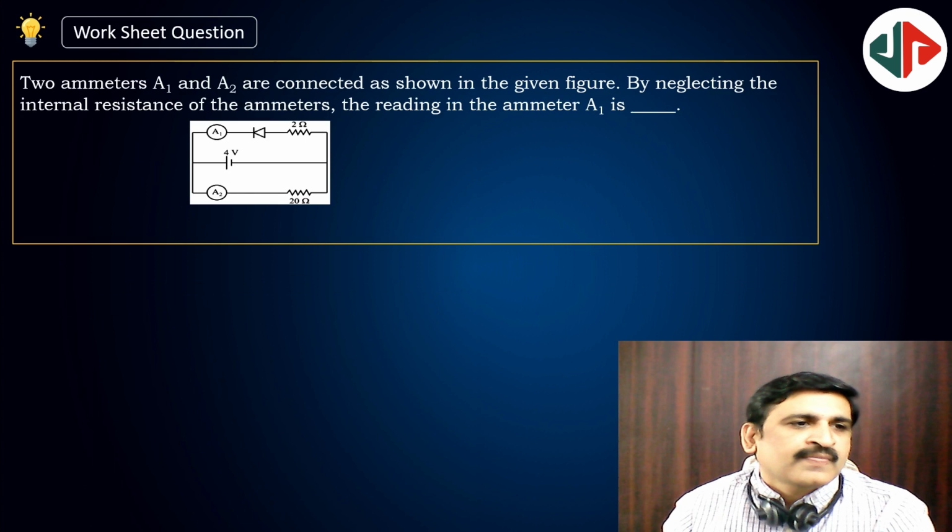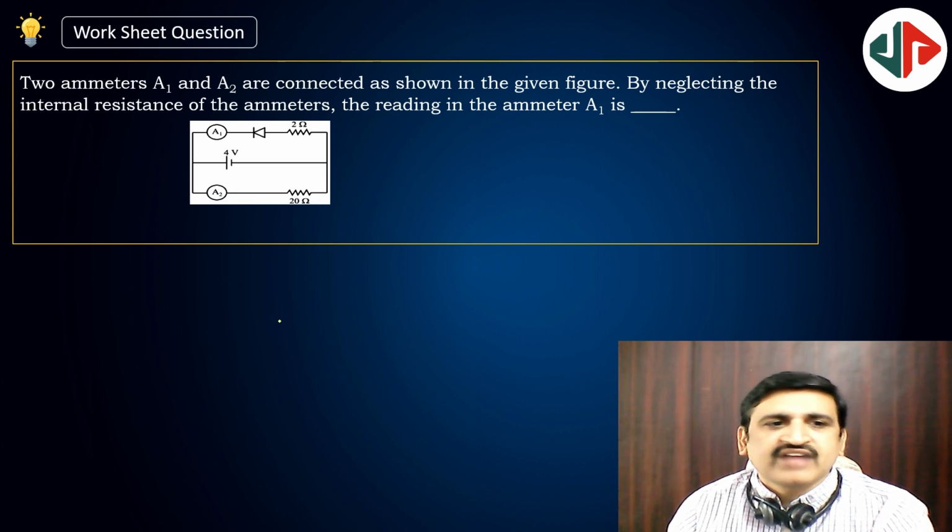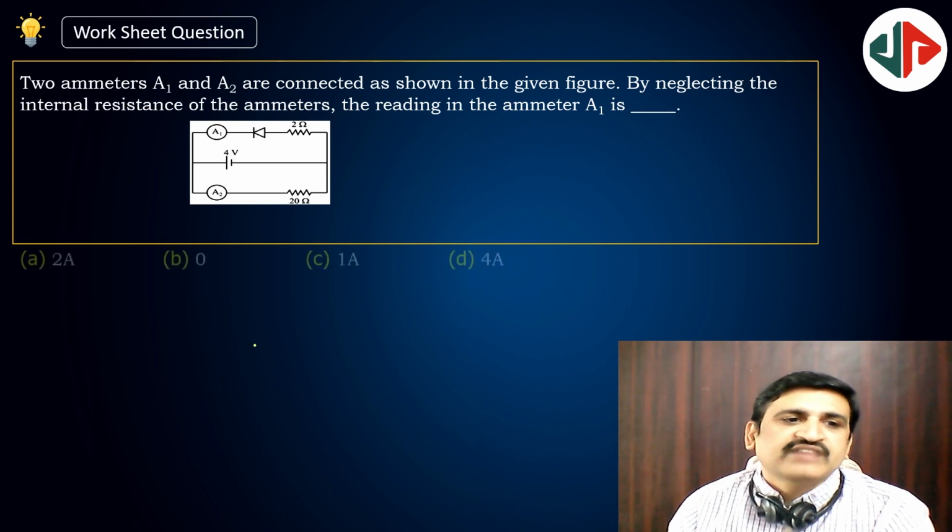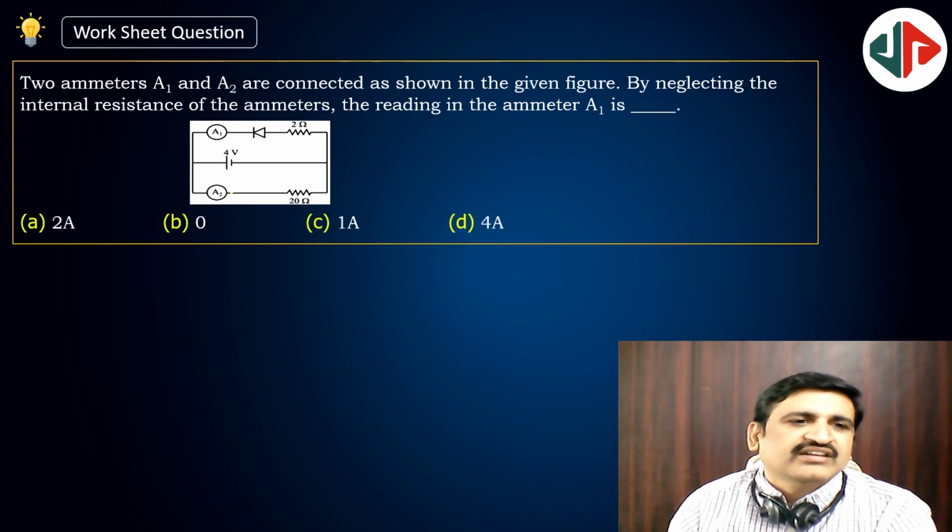Next, two ammeters A1, A2 are connected as shown in the figure. By neglecting the internal resistance of the ammeter, the reading of ammeter A1 is? Whether the diode is conducting or not: the diode is non-conducting because the diode is in reverse bias.